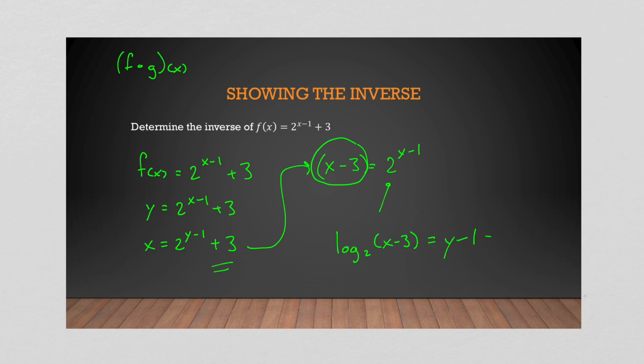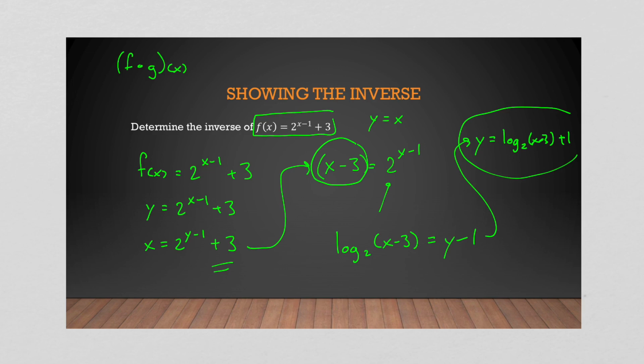And then we want y alone, so we're just going to add 1 to both sides. So y equals log base 2 of x minus 3, but then plus 1. So that would be the inverse. Do yourself a favor, plug that into Desmos, plug y equals x into Desmos as your diagonal line that we flipped through, and then plug that into Desmos, and you will see that they are, in fact, inverses of one another.